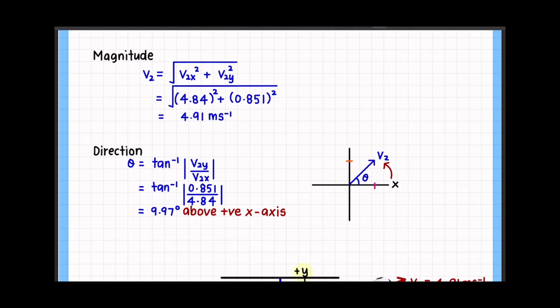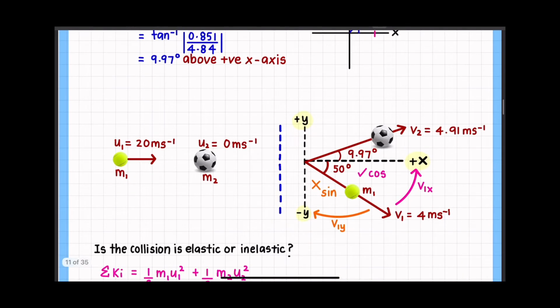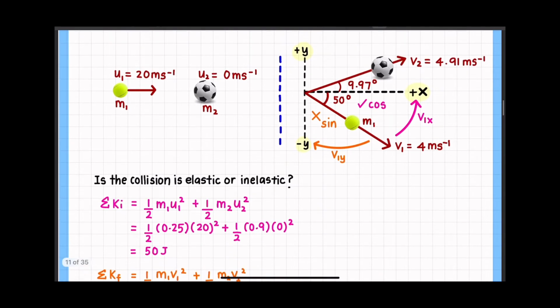Okay, quadrant number 1. Jadi inilah resultant V2, nilainya 4.91 and the angle yang lepas pada komponen X adalah 9.97 degree. So kalau saya lukis, inilah hasil bola tu pergi selepas kita dah kira. Baru kita tahu dia pergi, oh dia pergi sini rupanya. Sebanyak, deviate sebanyak 9.97 above positive X axis. Okay, boleh? Alright, so now dia tanya, is the collision elastic or inelastic?